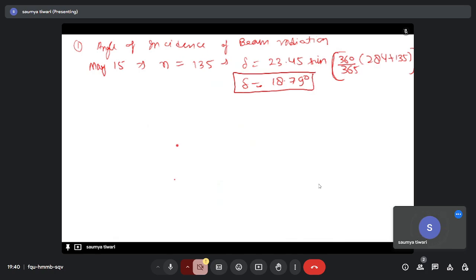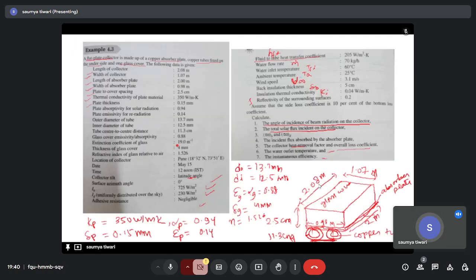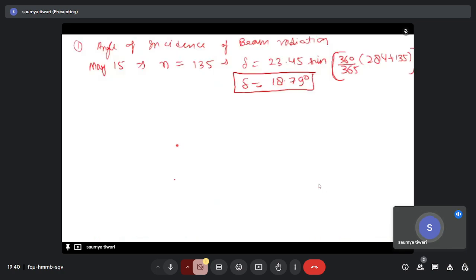Now, what else is given in the question is the time, 12 o'clock noon. That is the standard time given. IST, Indian Standard Time, is given, right? So first we need to calculate.